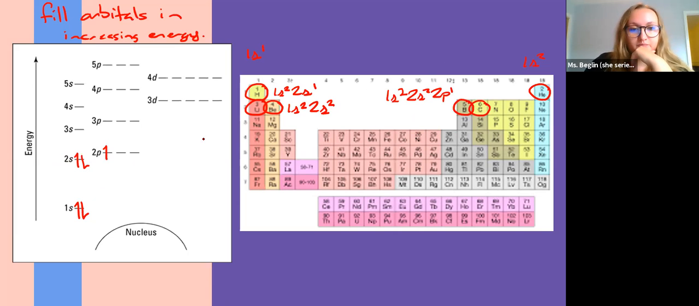Let's do carbon. 2 in the 1s, 2 in the 2s, 2 in the 2p. Now you'll notice that I place the second 2p electron in a separate orbital. That's because electrons don't really like each other, so they fill empty orbitals before they start pairing up. So we fill empty orbitals of the same energy before we pair up electrons.